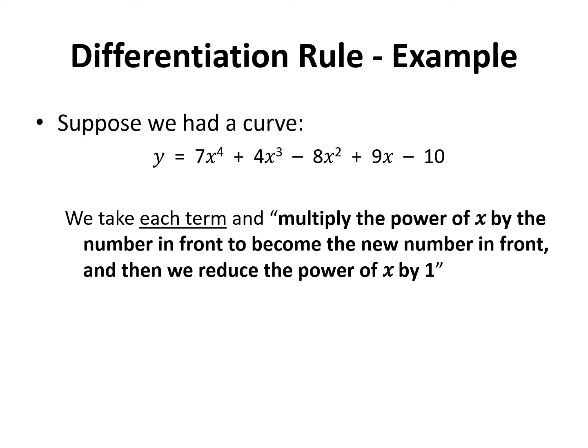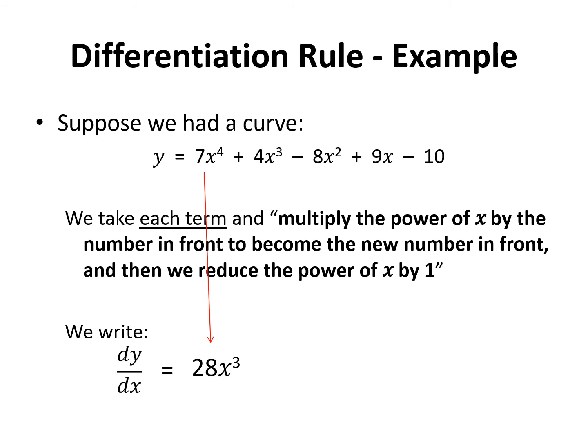So let's remember the rule again. We take each term and we multiply the power of x, 4, by the number in front, the 7, and that becomes the new number in front. And then we reduce the power of x by 1. So let's do that. So first of all, it's dy by dx. This is the gradient equation. This isn't the y equation. We've already got the y equation. This is the gradient equation. So the first term is going to become 4 times 7, which is 28. And then x to the power of 3 rather than x to the power of 4.